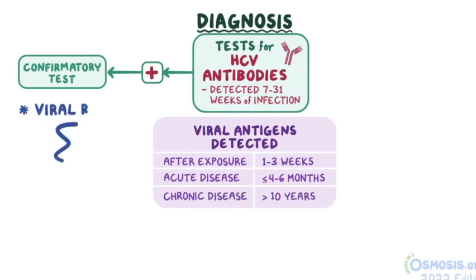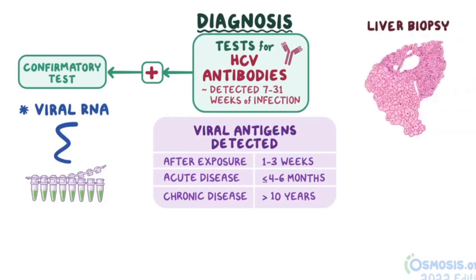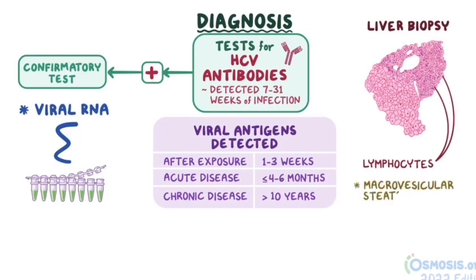Finally, viral RNA can be detected by PCR to confirm the diagnosis, which is especially important in high-risk individuals with negative anti-HCV antibodies. A liver biopsy can also be done to determine the liver damage. It shows lymphoid infiltration, meaning that there are lots of lymphocytes, which aggregate to form lymphoid follicles, and there also may be macrovesicular steatosis, or large fatty particles in the liver.